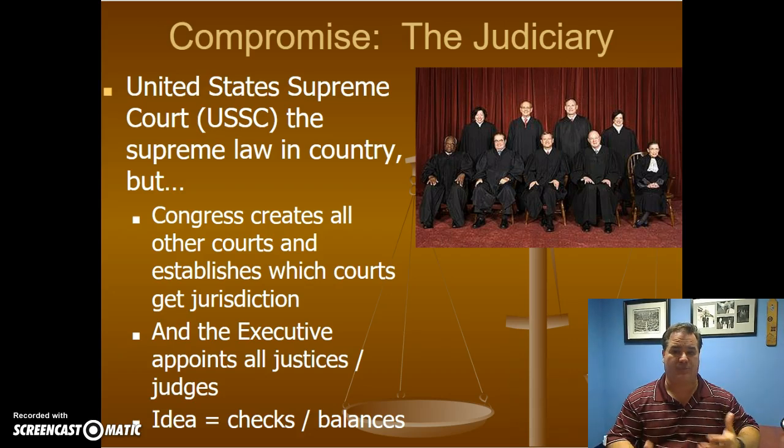So the courts may be an ultimate arbiter, but they couldn't create additional courts and they couldn't pick their own members. Okay, this is an example of checks and balances that's kind of cooked into the Constitution. We'll talk more about that when we get to the principles of the Constitution next week. But this is a great example of checks and balances.